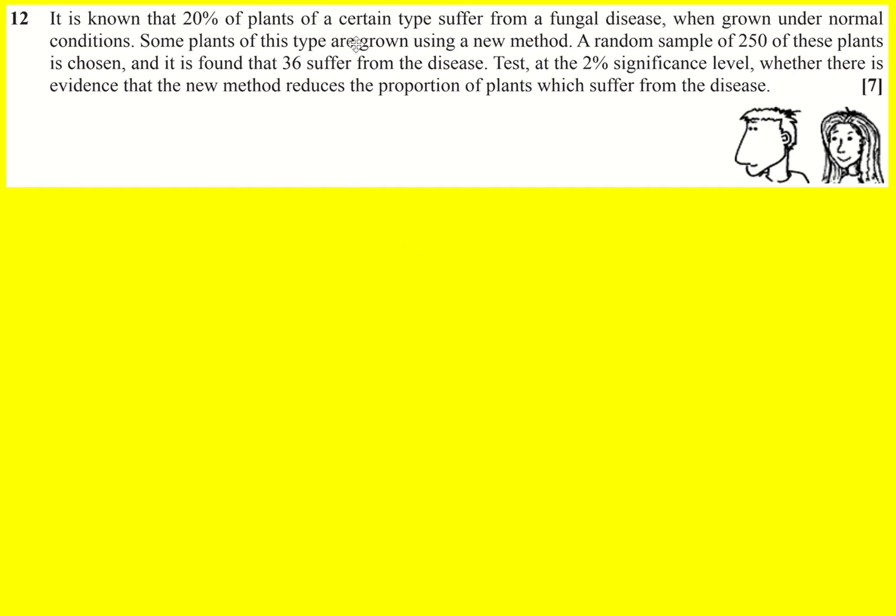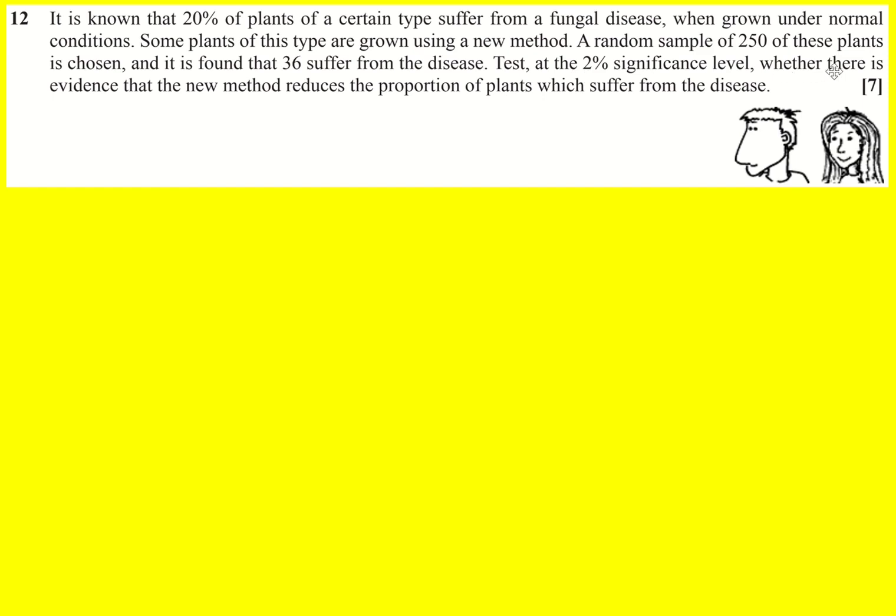So, we're told that 20% of plants of a certain type suffer from a fungal disease when grown under normal conditions. Some plants of this type are grown using a new method. You're always doing that with hypothesis testing. You've got some kind of standard thing, and then you're trying something new out or something has changed. A random sample of 250 of these plants is chosen. You always pick a sample to then compare with, and it's found that 36 suffer from the disease.